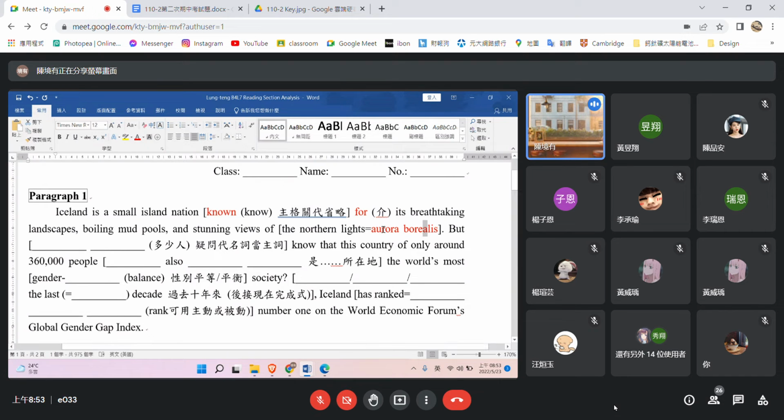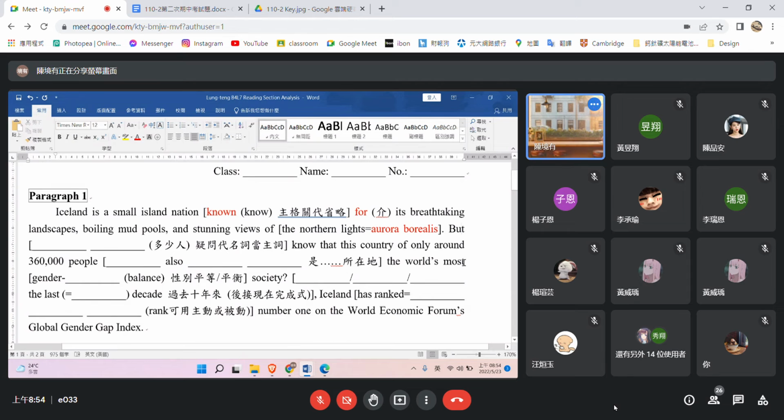So memorize this: Aurora Borealis. This is a very special term, but it's quite commonly known, and the northern lights are the terms that people commonly use when we talk about this kind of light up there at the northern tip of the earth.